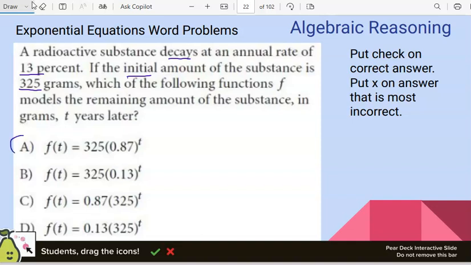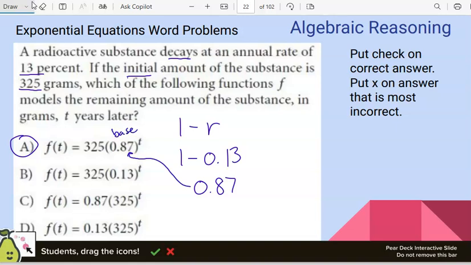The correct answer is answer choice A. When it decreases, remember it's going to be 1 minus r, so it's 1 minus 0.13. That's 0.87. That's the only answer choice that has that inside of the parentheses. Remember, the parentheses is the base. That's the 1 minus the rate or plus the rate. And then the outside number is the initial value.